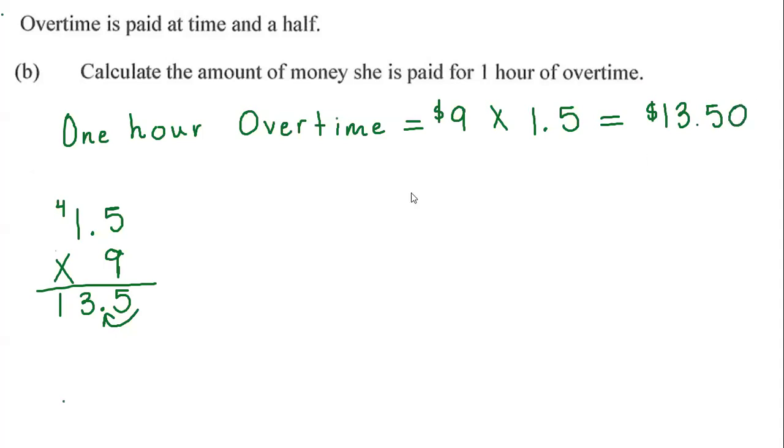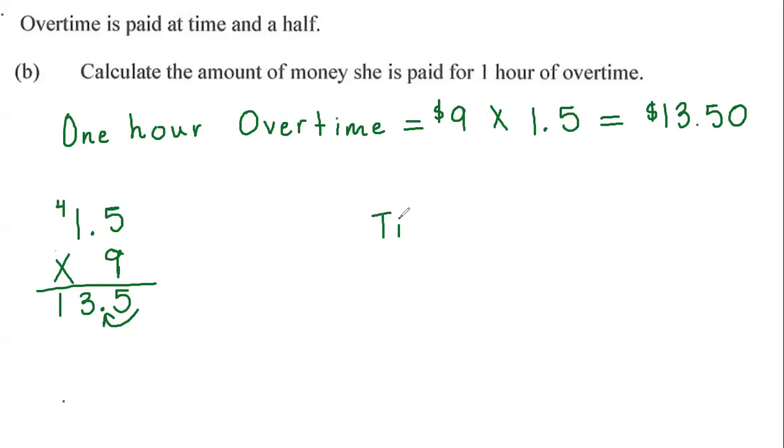Do y'all understand that? Let me know. Y'all sound quiet. I want to know if y'all understand how I got that. Yes, sir. Okay. So I multiply the 9 by the 1.5. I don't multiply the 360 or the full total because we just want to know how much you get paid for 1 hour overtime.